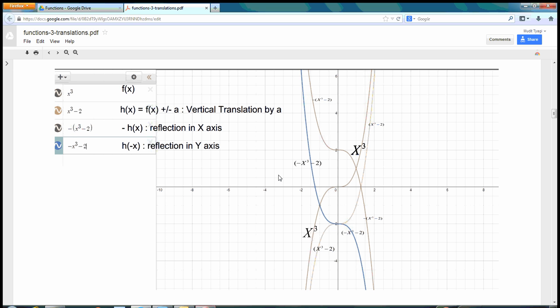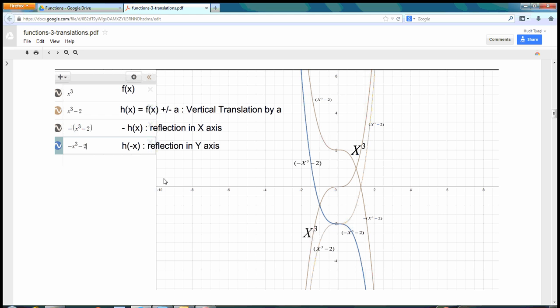So to summarize, if you add or subtract a constant to your f of x, you're going to translate the function up or down. If you multiply your function with a negative number, specifically a -1, then you're going to reflect it in the x-axis. If you had some other number there instead of a -1, then you would also have a stretch effect that we'll talk about later. And then if you take the h of minus x, you are going to reflect the function in the y-axis.